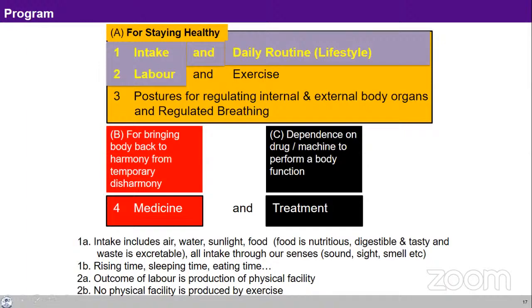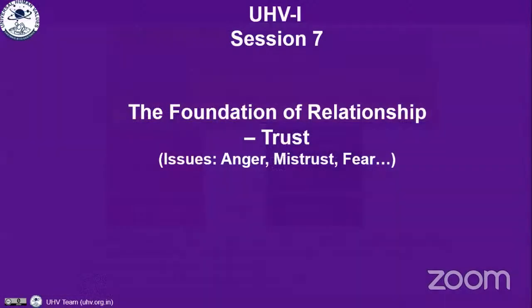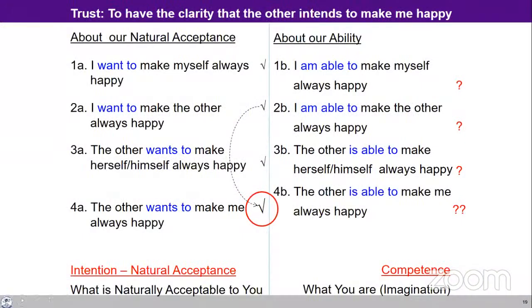So all this discussion is about concerns related to the individual level. Now in session 7, we can discuss concerns related to the family level. There we will discuss the feelings in relationship, starting with trust, so that we will be able to address the concerns related to anger, mistrust, fear. So through this small activity, we can bring the attention of the students to their intention and competence.